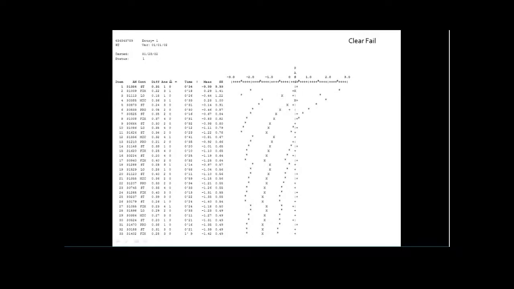Clear fail example. Here's their ability estimate. Look here, by 13 items, we know exactly their ability estimate. It's right on the line here. You know, with 95% chance they're going to fail by 10 items. I usually recommend giving these people 80 to 90 items.